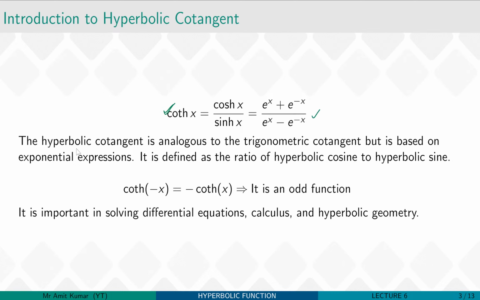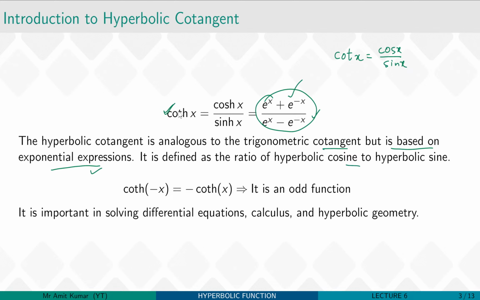The hyperbolic cotangent is analogous to the trigonometric cotangent. What is the meaning? Basically, in trigonometry, we write cot x is equal to cos x divided by sin x. Similarly, here we can define coth hyperbolic x is equal to cos hyperbolic x divided by sin hyperbolic x. But it is based on the exponential expression. It is defined as the ratio of hyperbolic cosine to hyperbolic sine.